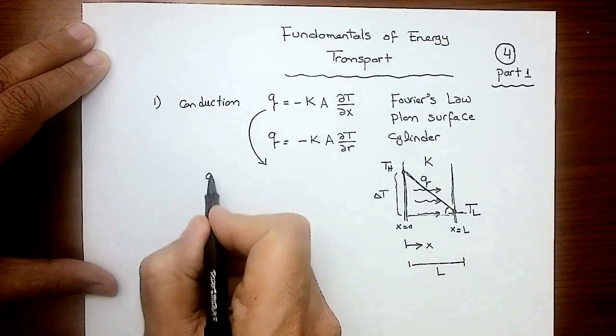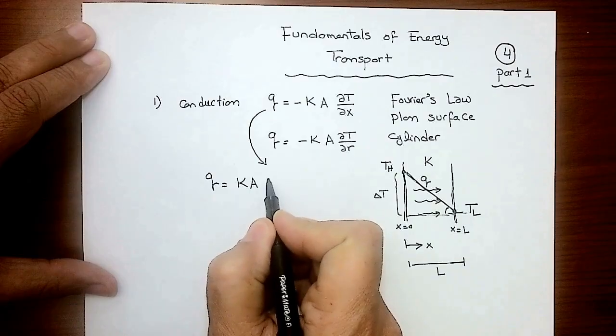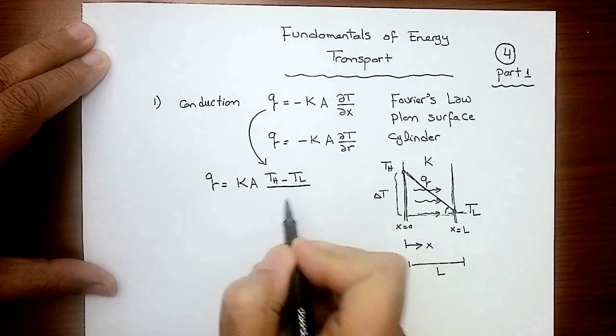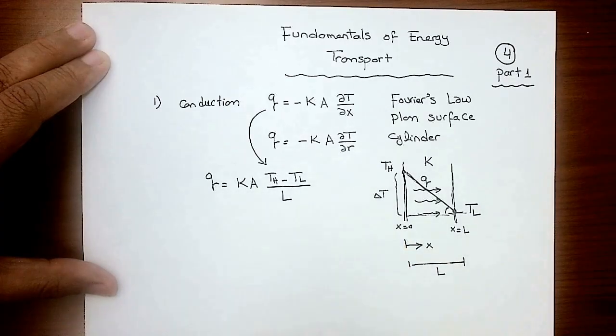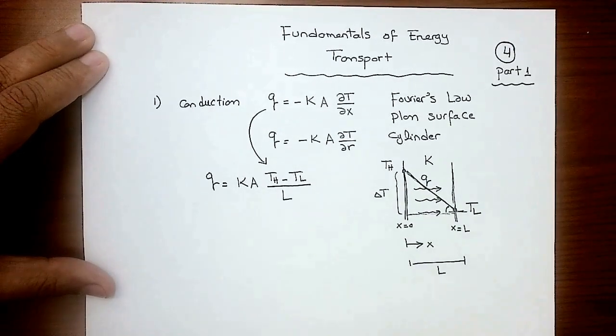So the equation end up to be Q can be written as K A, and this will be TH minus TL divided by the distance between these two faces here, which is L. And that's the most simplified form of Fourier's law. Okay, so that's what we did originally for the conduction.